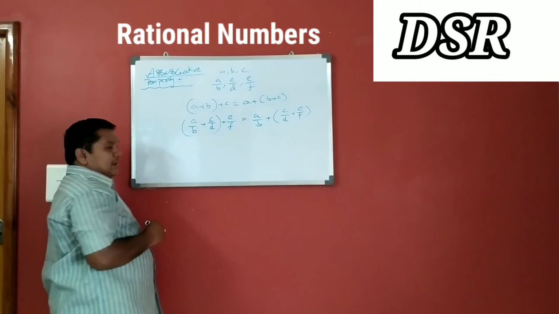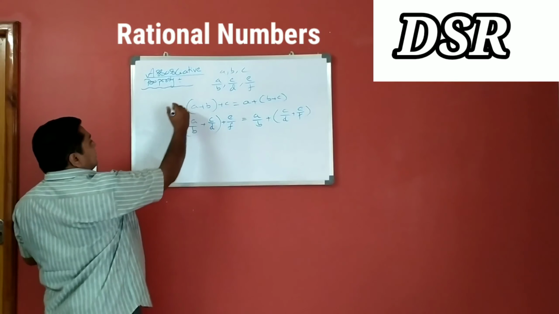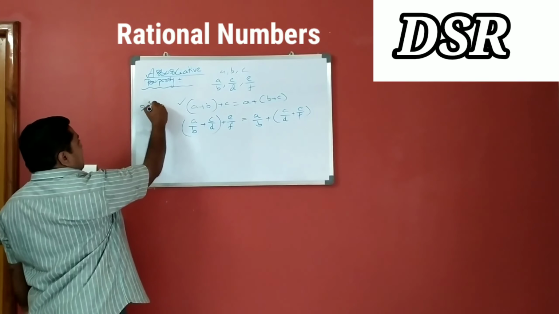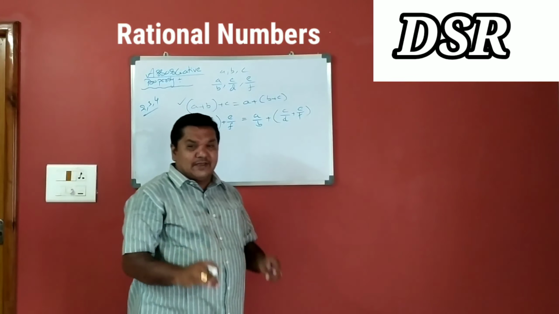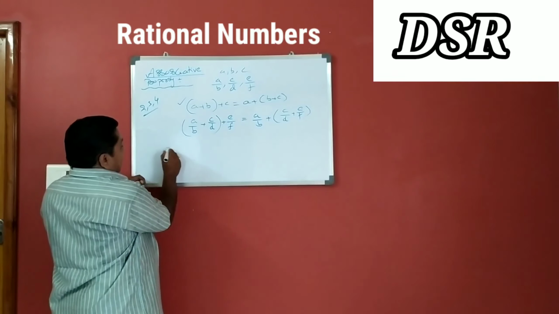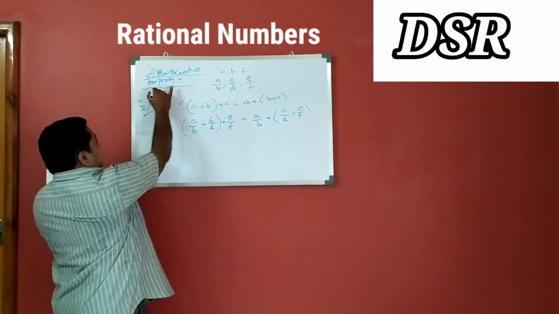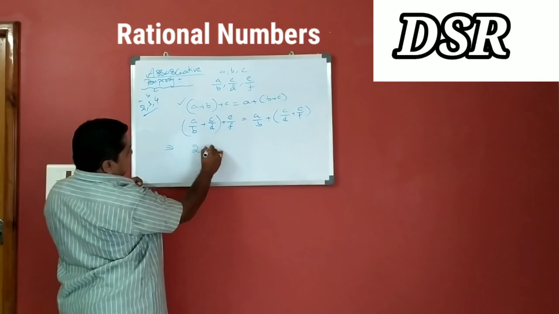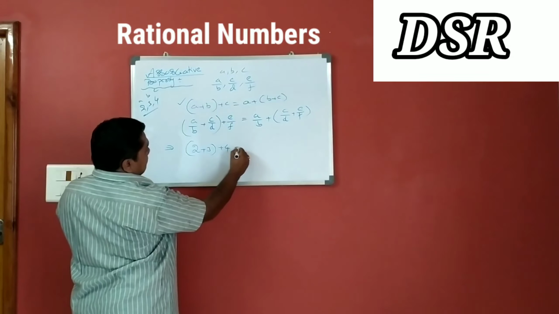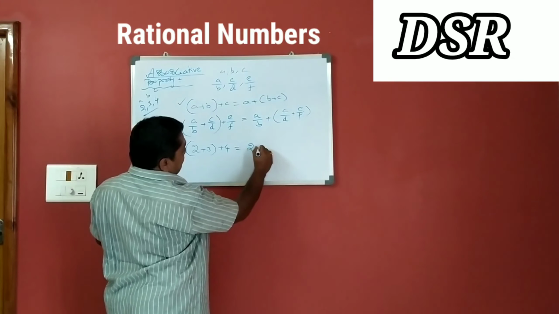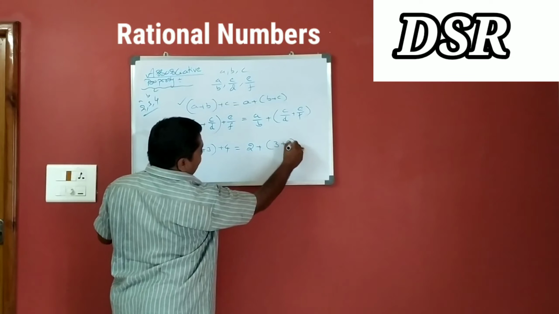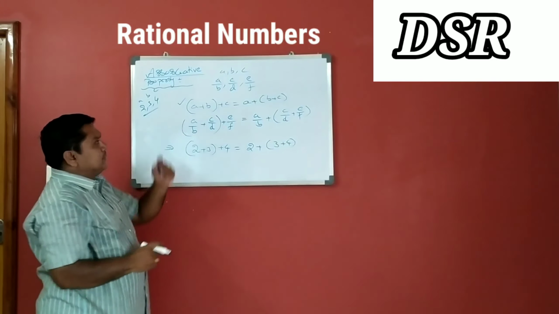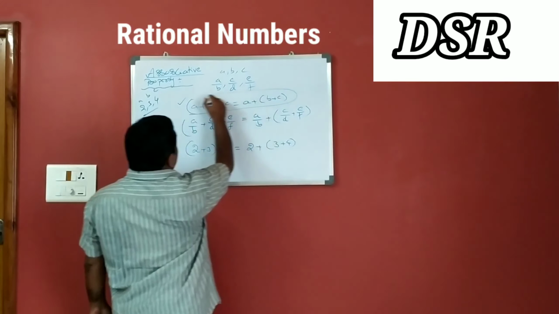For example, observe the conditions. First, we take general rational numbers, for example 2, 3, 4, or any three rational numbers. Then observe the formula: a is 2, b is 3, c is 4. We have to substitute in this formula: (2 + 3) + 4 is equal to 2 + (3 + 4).